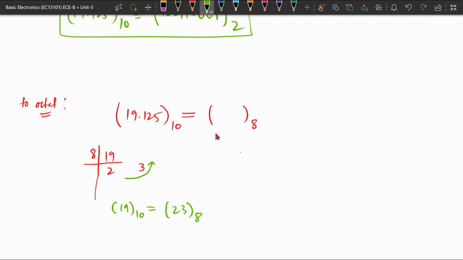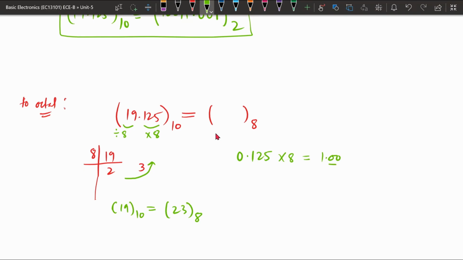Next is 0.125. This part will be multiplied by 8, while the integer part is divided by 8. So here we will be multiplying it by 8. Once we multiply it, it will be 1.00 itself.